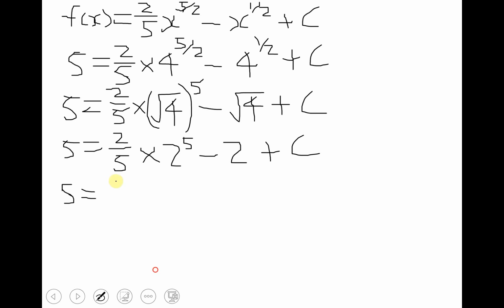So 5 equals 2/5. Now 2 to the power of 5 in non-calculated way, you can use your fingers. 2, 4, 8, 16, 32. So it's 2/5 times 32 minus 2 plus c. 2/5 times 32. 2 times 32 is 64, so that's 64 over 5.